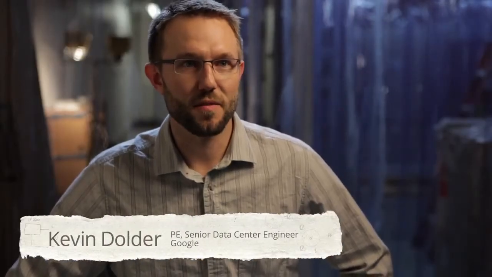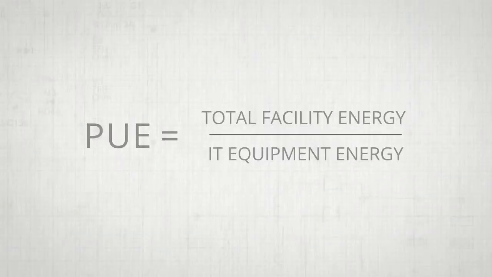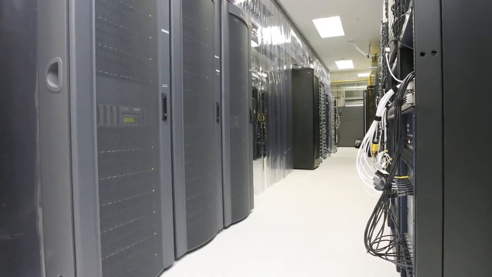The first step in managing the efficiency of your data center is to make sure you have the instrumentation in place to measure the PUE, or power usage effectiveness. PUE is the ratio of total facility energy to IT equipment energy within your data center. It's a measure of how effectively you deliver power and cooling to the IT equipment.